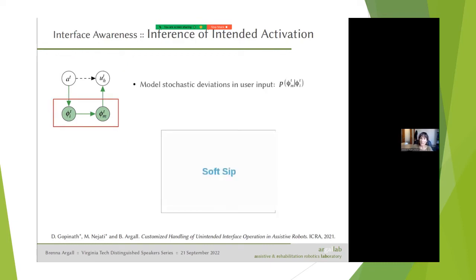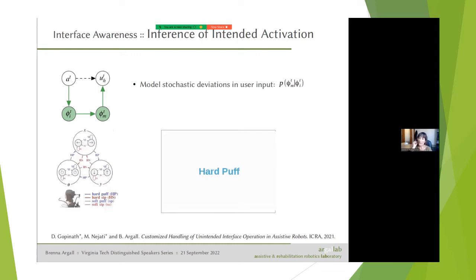So we came up with a way to model all this explicitly. The first thing we did was we had different tasks that we would ask the person to do in order to model these stochastic deviations in user input. These are differences between the intended and measured interface commands. The environment that we used was a 3D control space for a robot, so X, Y, and heading, but using a one-dimensional interface. And this was the state chart mapping between hard puffs and hard sips and soft puffs and soft sips.